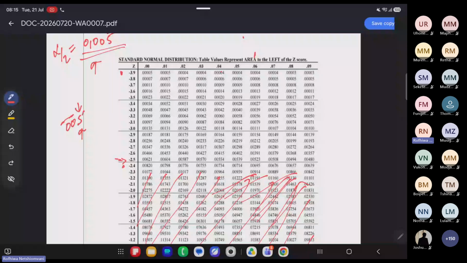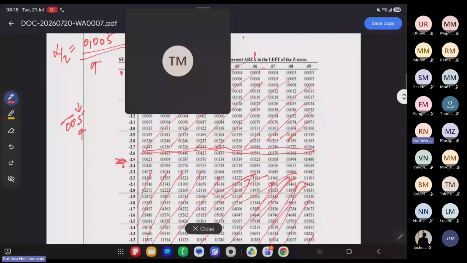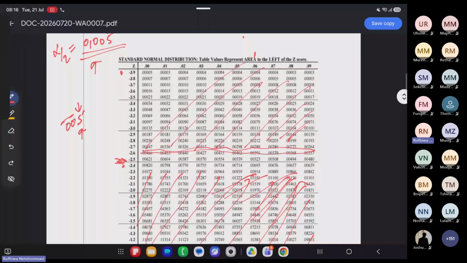Which means that the value we're looking for is in that row. So all the other rows no longer matter now. Now, in the row that we are in, the value is between two values. Which two values is it between? It's between the value in column 7 and the value in column 8. Do we agree?